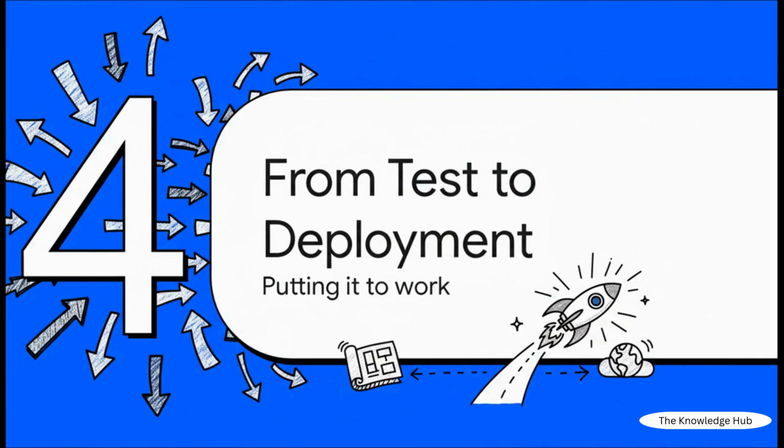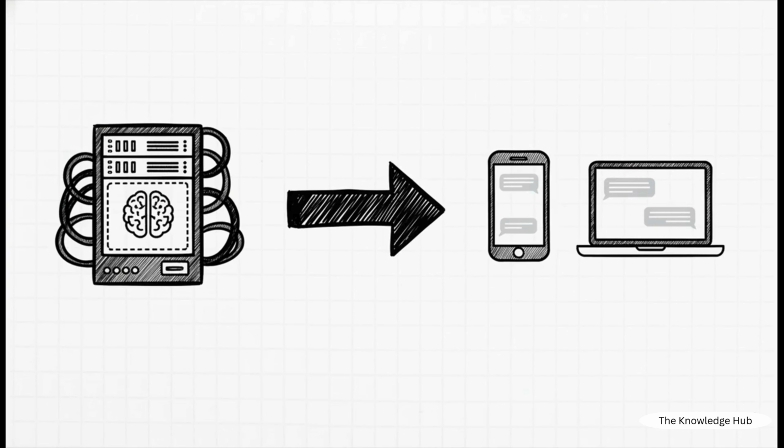Okay, we're in the home stretch. You've run your auditions, you've checked your scorecards, and you've chosen your star performer. So now what? Well, now it's time to put that model to work. Now, you're going to hear this term thrown around all the time, deployment. It sounds super technical, maybe a little intimidating, but the core idea is actually really simple. It's just the process of taking that AI out of the lab and making it available for real people to use.